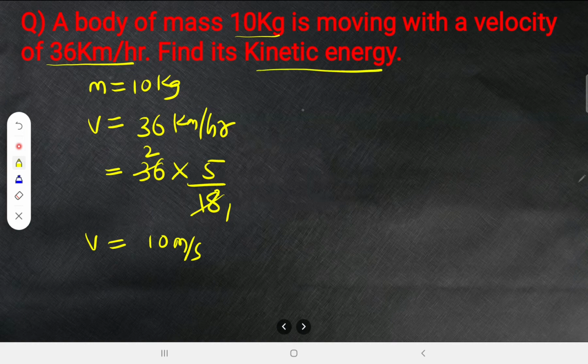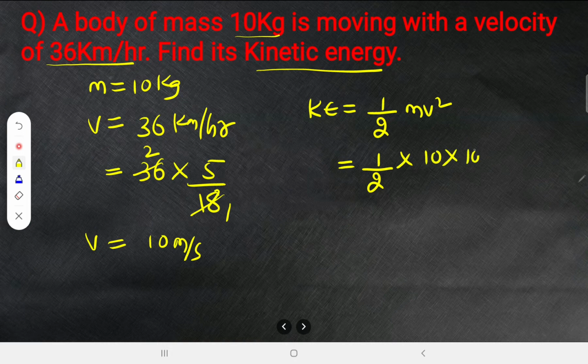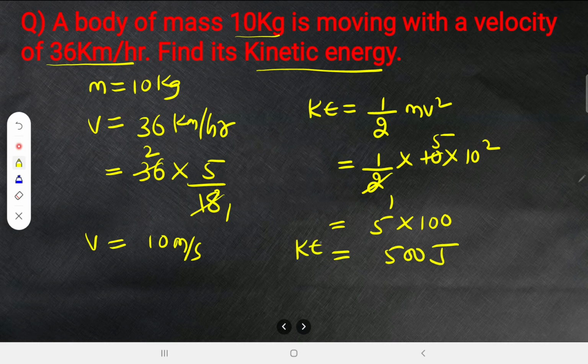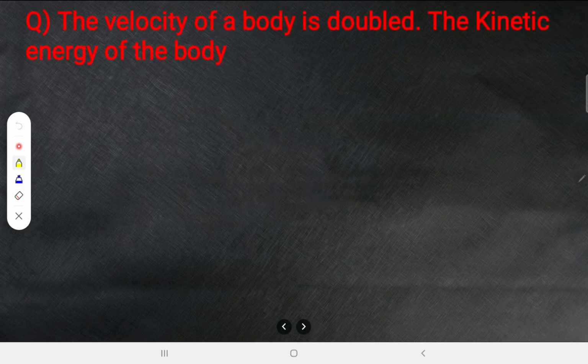Now they are asking for the kinetic energy. Kinetic energy is equal to, what is the formula? Kinetic energy is equal to 1 by 2 mv square. So that is 1 by 2 into m, which is 10, into v square, which is 10 square. 2 ones are 2, fives are 10, and it becomes 5 into 10 square, which is 100. So totally it becomes 500 joule. This is the kinetic energy of this body. Let us move to the next question.